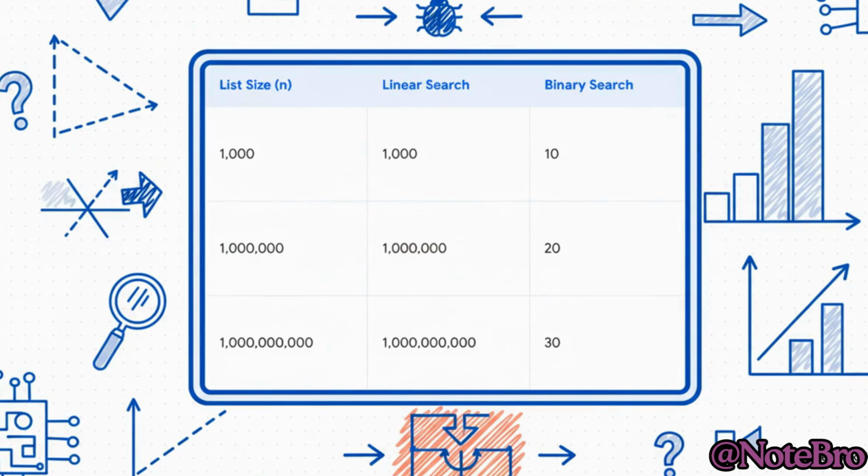And if you don't believe me, just look at these numbers. To find one item in a list of 1,000, linear search could take up to 1,000 checks. Binary search, just 10. A million items, that's a million checks versus 20. Now for the big one, a billion items. Linear search could take a billion checks. Binary search will find it in about 30. That's not just a small difference, that's a completely different universe of speed.